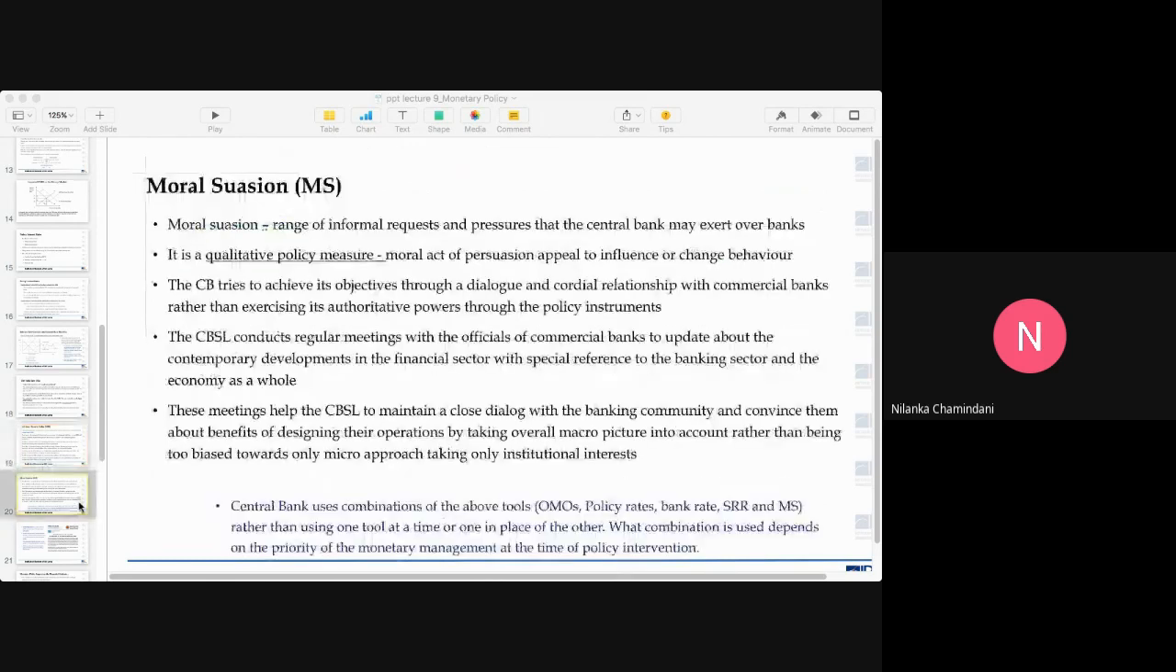Okay, so the next one is moral suasion. Last week, one of you asked about this, so I told you that we are going to discuss it. So now we are discussing it. Moral suasion is the range of informal requests and pressures that the central bank may exert over banks.